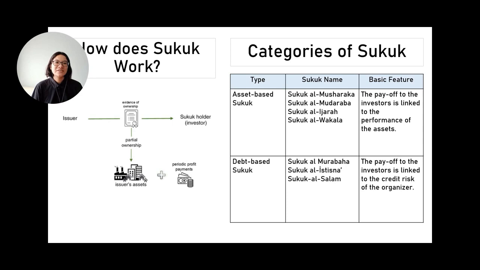As you can see on your right here, the categories of Sukuk can be divided into two: the asset-based Sukuk and the debt-based Sukuk. The basic features of these two: for the asset-based Sukuk, the investor's payoff is linked to the performance of the asset, while for the debt-based Sukuk, the payoff is linked to the originator's credit risk.